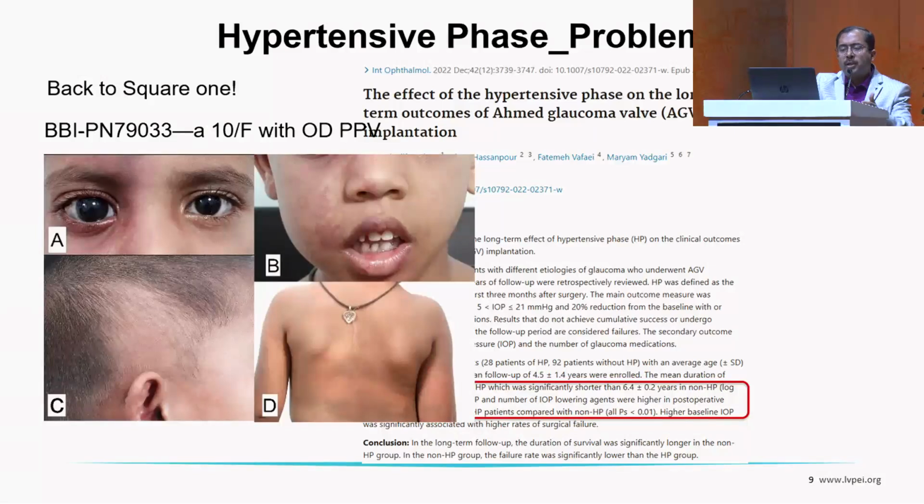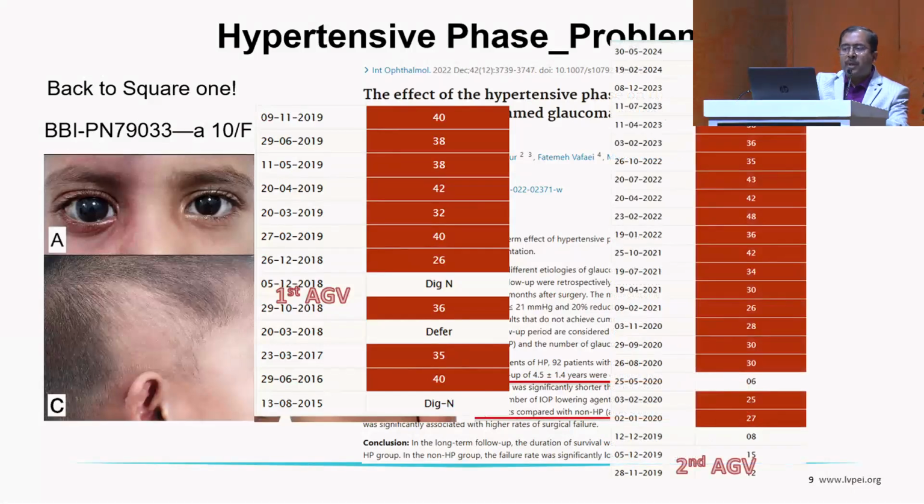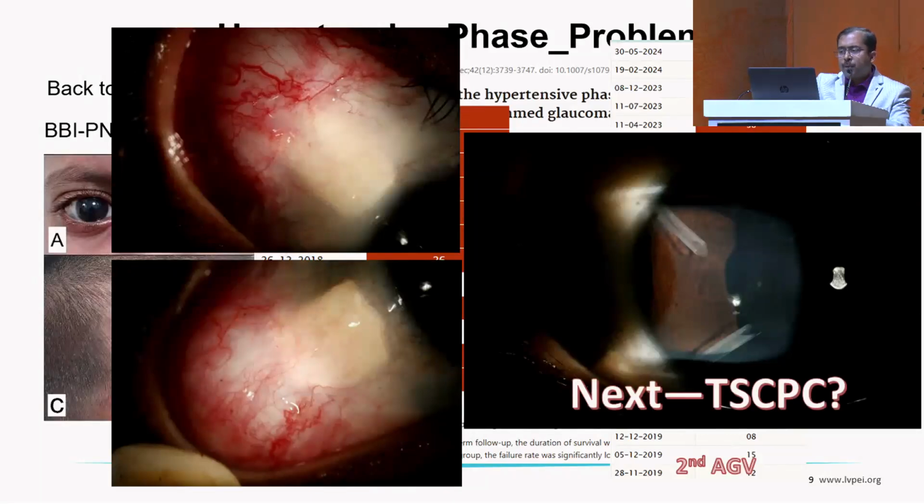Just to discuss one short case report of a 10-year-old girl with Sturge-Weber syndrome. She had a refractory hypertensive phase following 2 implants. The 2 implants were placed in the eye in the supratemporal and infratemporal quadrants, but the IOPs didn't come under control, so we are planning for a TSCVC.